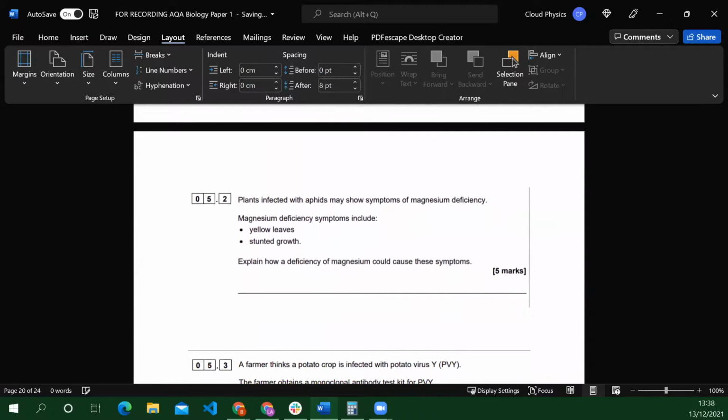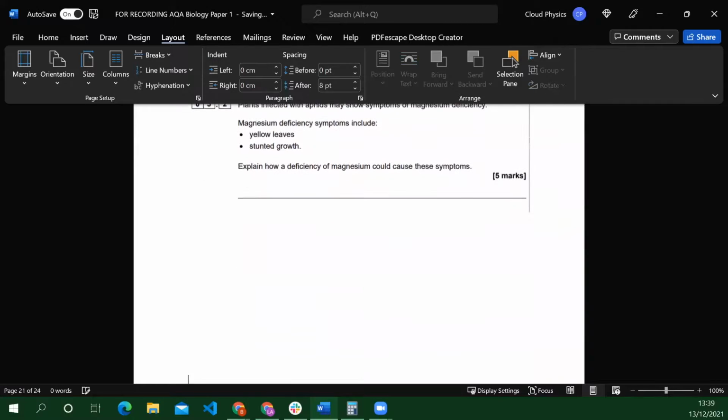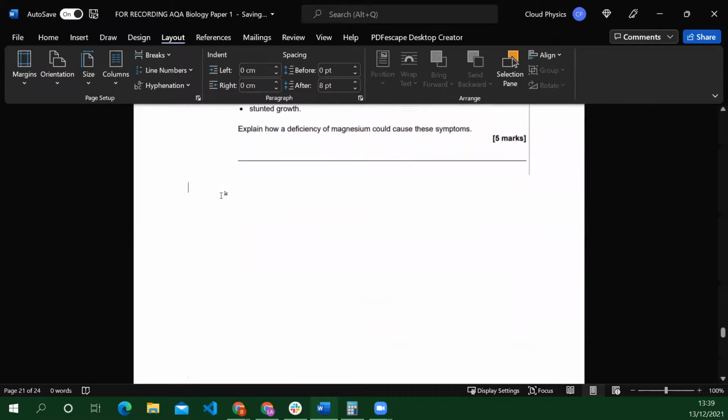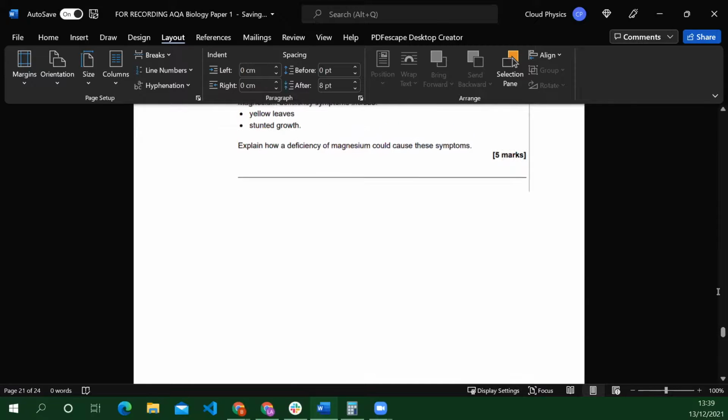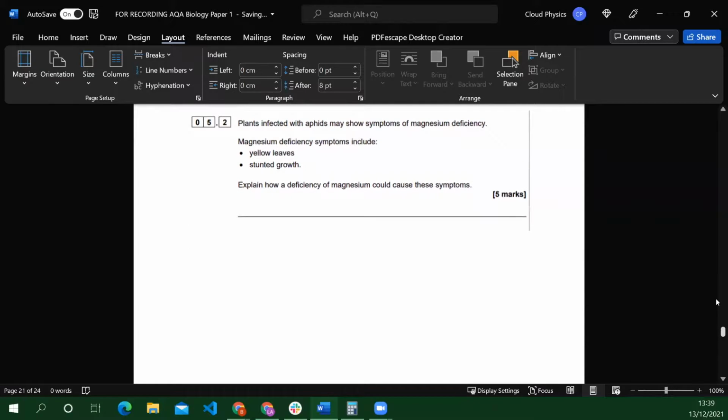Plants infected with aphids may show symptoms of magnesium deficiency. Magnesium deficiency symptoms include yellow leaves and stunted growth. Explain how deficiency of magnesium can cause these symptoms. Okay, so let's have a think about the yellow leaves. So yellow leaves due to lack of chlorophyll.